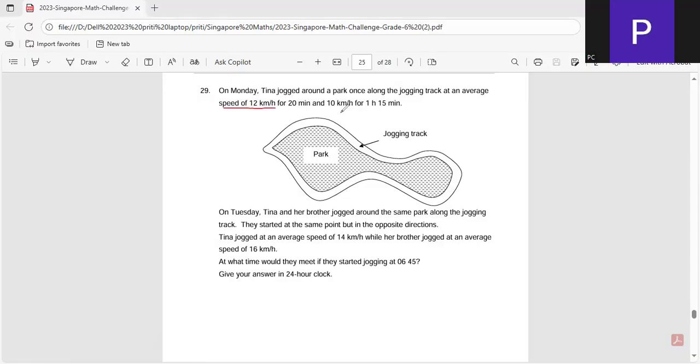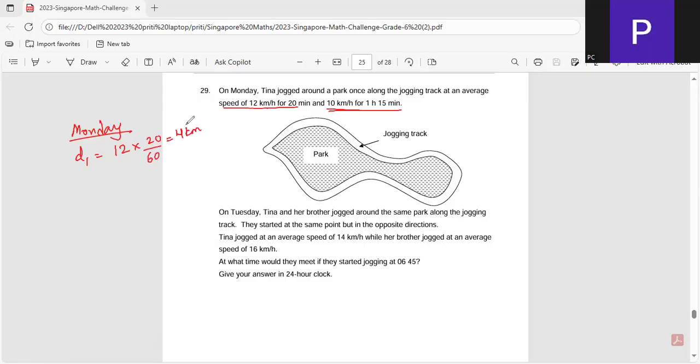Now, if you see this, let's just calculate for Monday. Along the track, what is the total distance that Tina covered? So distance 1 is 12 km per hour for 20 minutes.